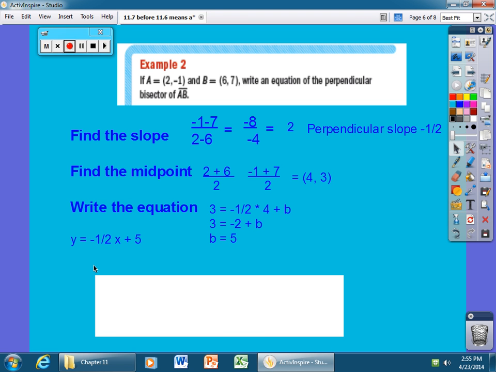Whenever I write the equation, I've got the perpendicular slope. This is where it's going to cross the y-axis, but it will go through the point 4, 3. So if you would graph this line, you would find out that this line would go through the point 4, 3 and would have this equation right here.